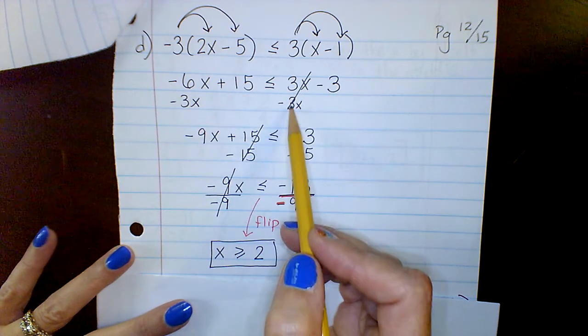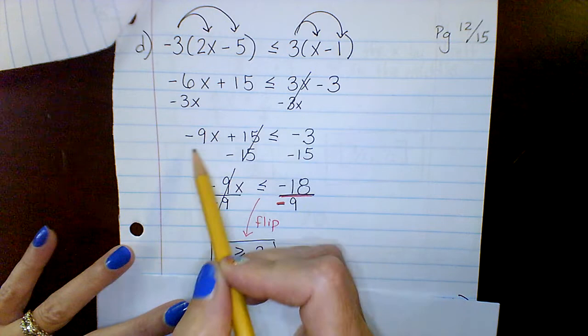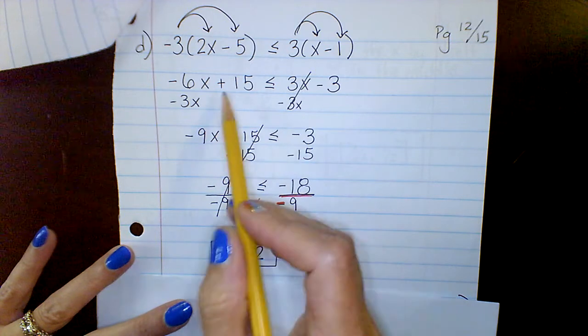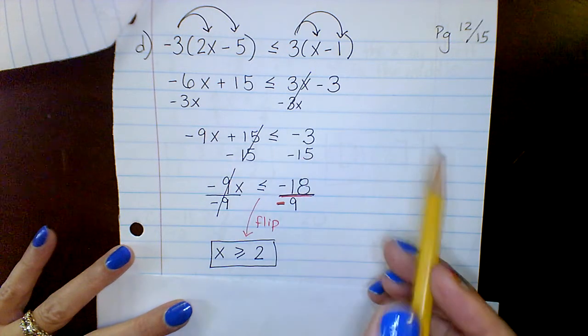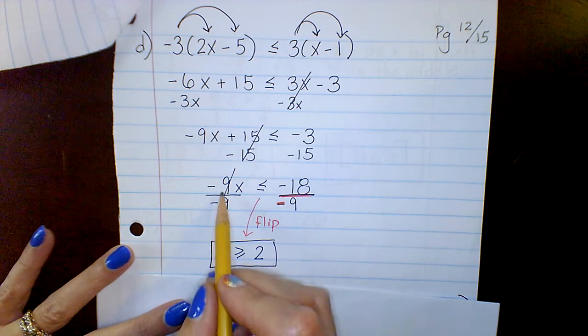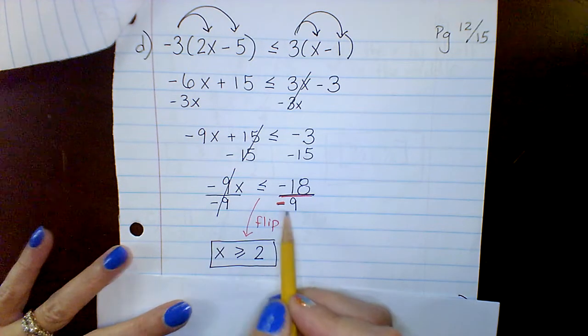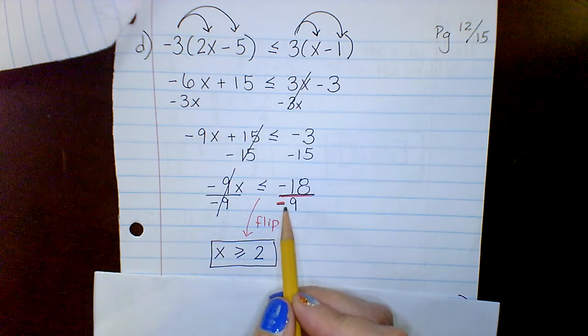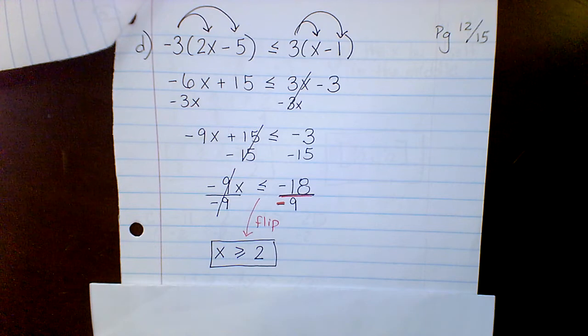I'm going to move that 3x to the other side, combine those like terms, subtract 15 so that I get those constant like terms together, and then divide both sides by that negative 9. Because I divided by a negative, I flip the direction of that inequality.